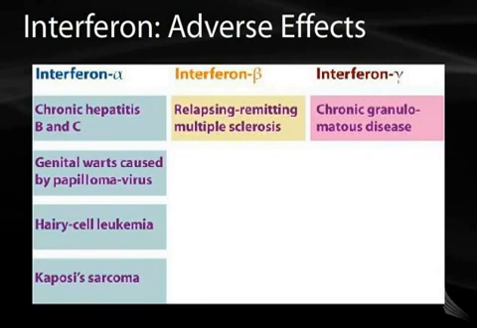Interferon alpha is used in chronic hepatitis B and C infections, and can be used in genital warts, hairy cell leukemia, and Kaposi sarcoma. Interferon beta is used in refractory multiple sclerosis, and interferon gamma can be used in chronic granulomatous disease. This concludes our section about antivirals. Next, we'll move on to other medications given commonly for patients that have parasitic infections and malaria.